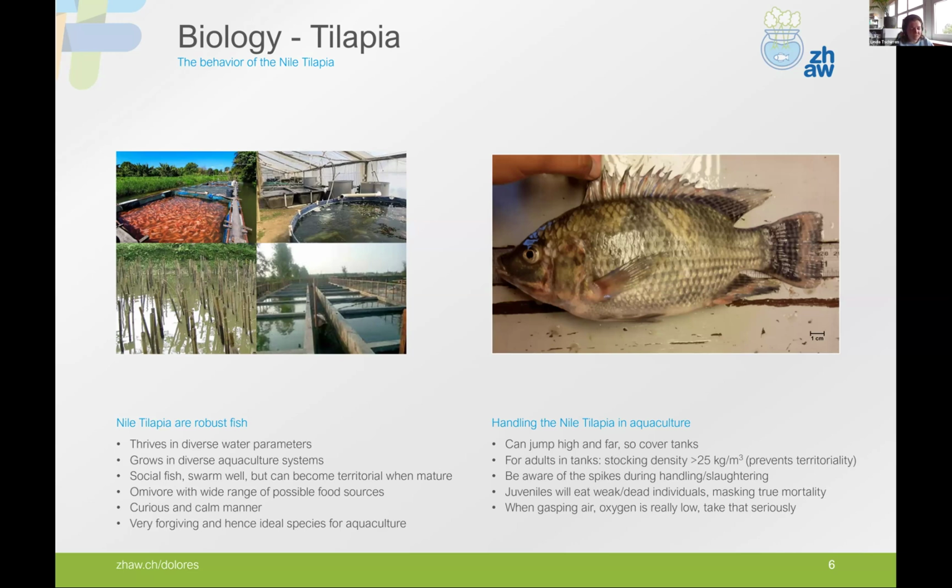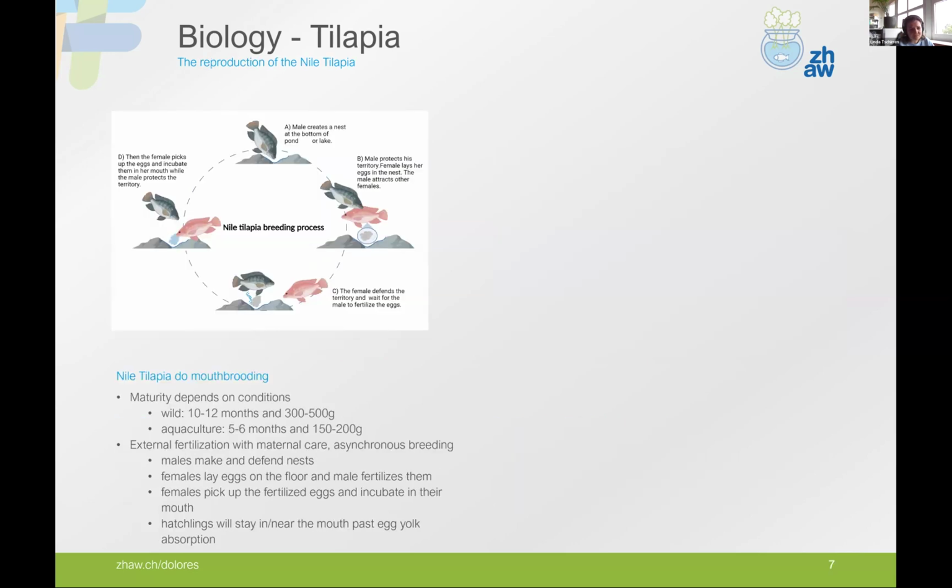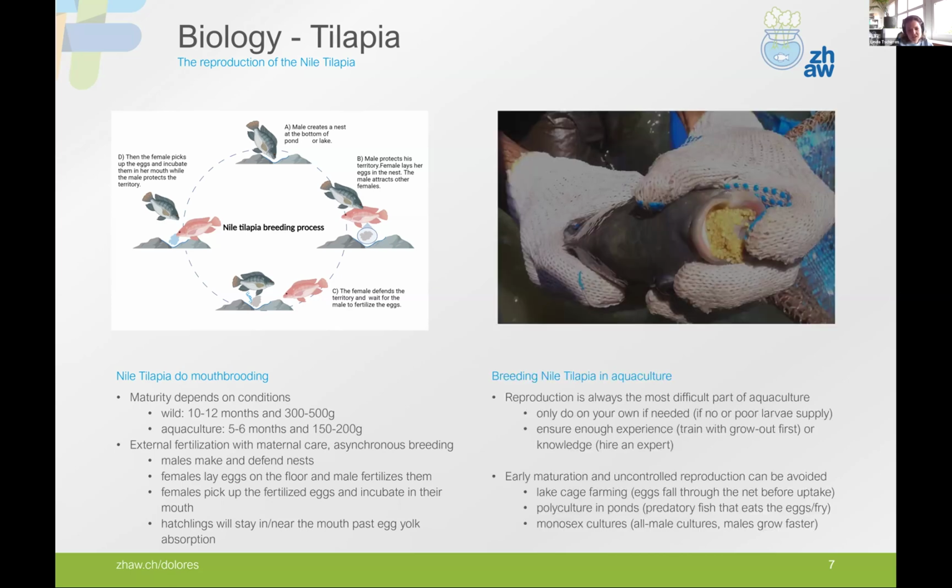If you really want to reproduce your tilapia, it is a mouth-brooding cichlid fish. So what happens is after 6 to 12 months, they get mature, they start to be territorial, and the male will start to defend their nests. And then the females would lay their eggs, the male would fertilize the eggs, and then the female would incubate the eggs in their mouth until they hatch, and even after the hatching, they will keep them for quite a while. So have in mind, reproduction is always like the king discipline in aquaculture.